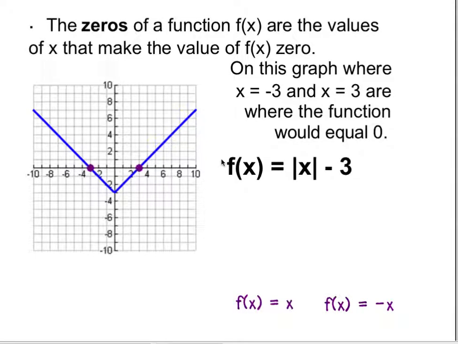Okay, and the zeros of a function f of x are the values of x that make the value of f of x 0, just like we set quadratic equations equal to 0 to find the zeros of a quadratic. We can do the same thing, but we've got to get two answers like we do for the quadratic on the absolute value, but we don't have that squared term. So that comes from those two different equations. So on this graph where x is equal to -3 and +3, that's where the function equals 0.